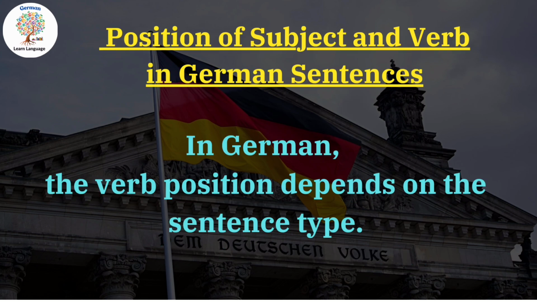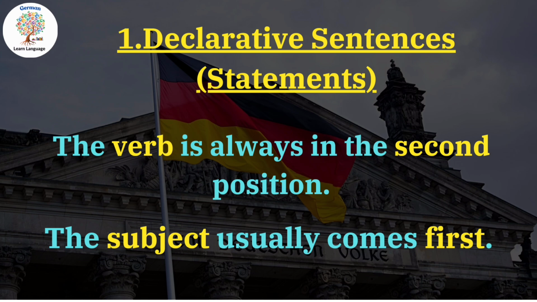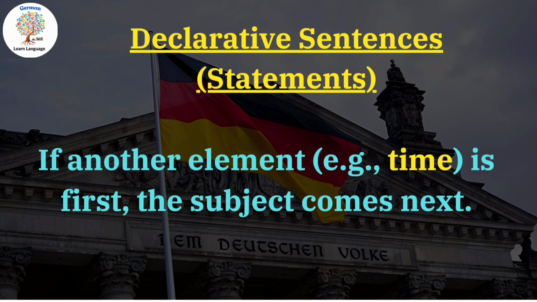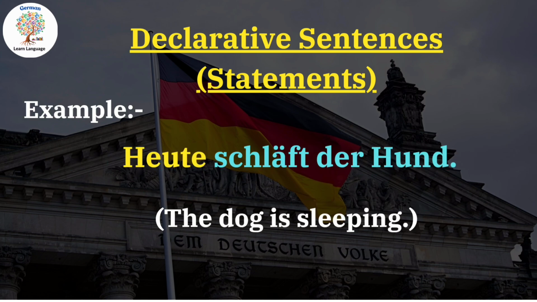Position of subject and verb in German sentences. In German, the verb position depends on the sentence type. Declarative sentences. The verb is always in the second position. The subject usually comes first. Example. Der Hund schläft. If another element, for example time, is first, the subject comes next. Example. Heute schläft der Hund.